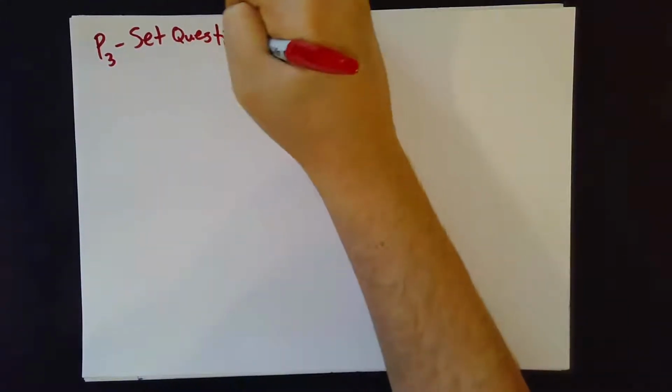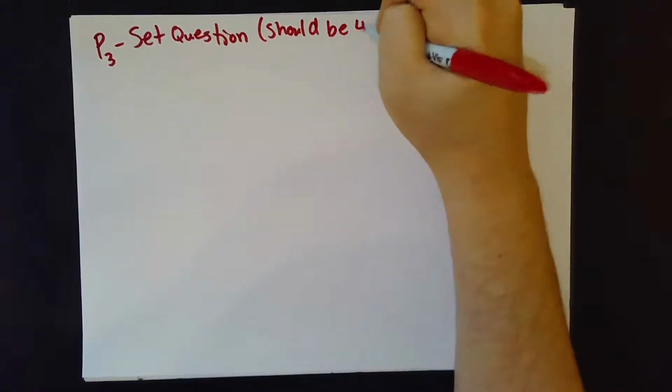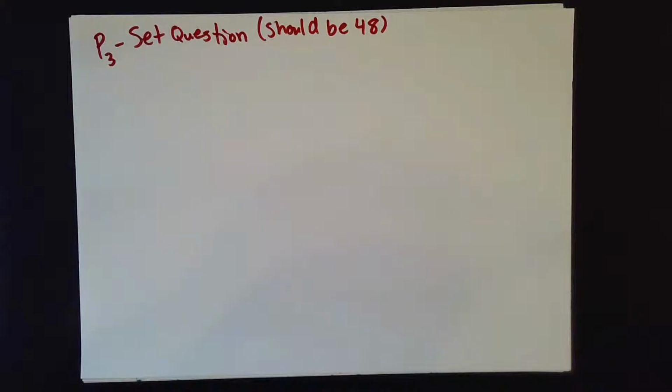Okay, so now we have entered the realm of where I changed the question order a little, so I will write just what the question's about. So the P3 set question, which should be 48. And I think people just wanted me to talk about the definition of P3 set and core just to make sure they understand what these two definitions are saying.